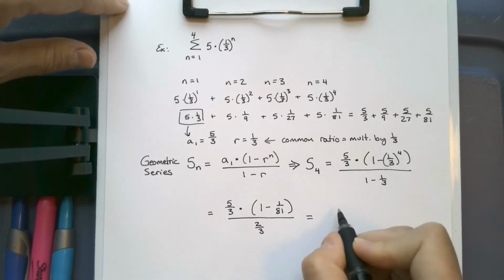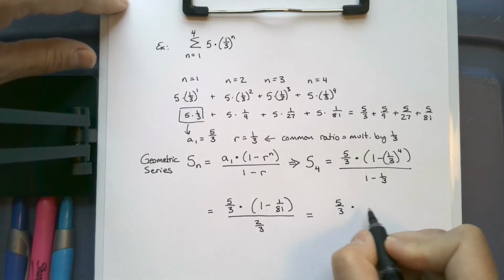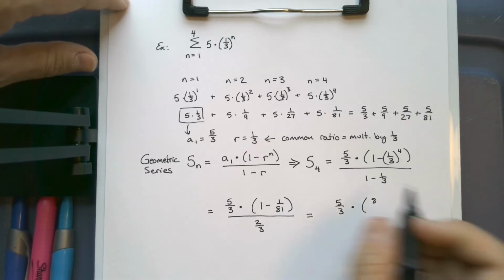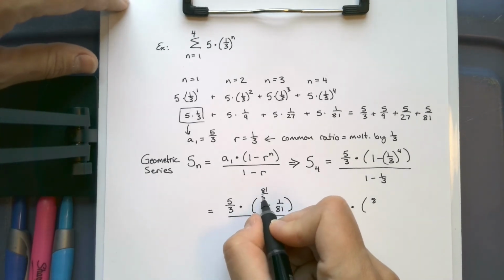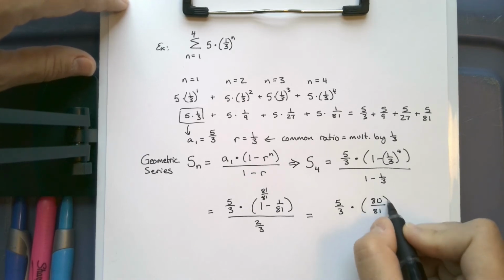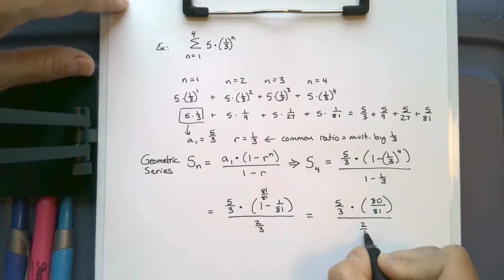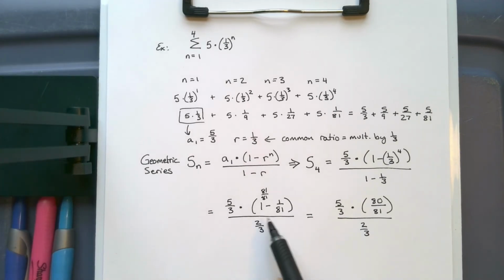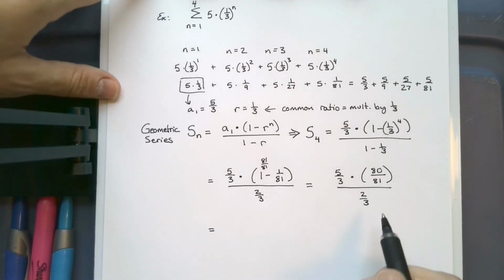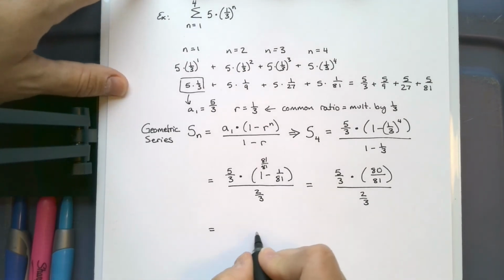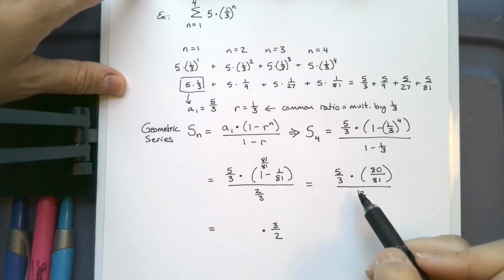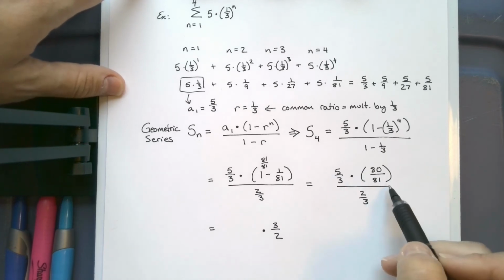So from here, 5/3 times, how about, let's see, 1 is going to be 81 over 81. So 80 over 81, all over 2/3. I just made a common denominator here so I can subtract them. When you divide by a fraction, you multiply by its reciprocal. So I'm going to flip that upside down here. And I'm just going to have to go straight across.